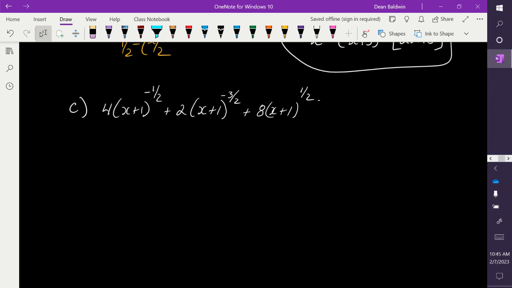You want to try it on your own? Do you want me to do it with you? Okay, what is the lowest exponent? Negative 3 over 2, right? So that's what comes out. Are there any common coefficients that I can pull out as well? 2. So I'm pulling out 2 times (x plus 1) to the negative 3 over 2.